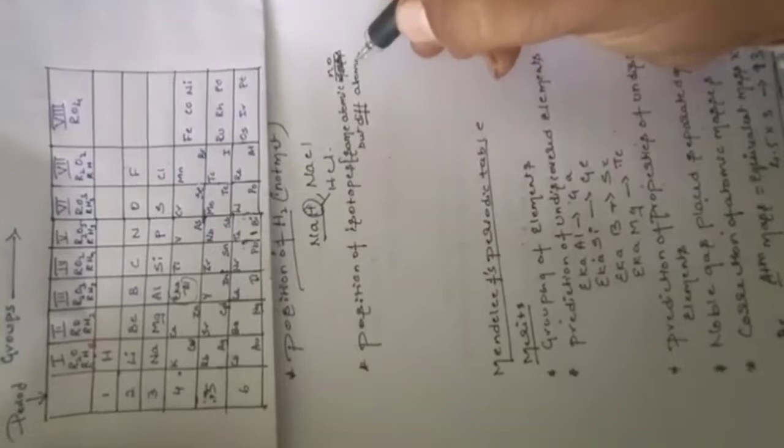The first defect is the position of hydrogen, the second is the position of isotopes. What are isotopes? Isotopes have the same atomic number but different atomic masses.